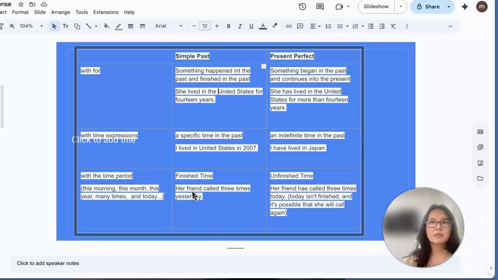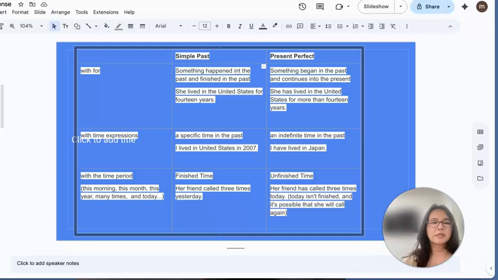Like right now is 3 o'clock in the afternoon, so I can also use simple past with the time expression "in the morning," right? Because the morning time period finished in the past. Her friend called 3 times in the morning, right? With unfinished time, like today, this year, this month, we can use present perfect tense. Her friend has called 3 times today. Today isn't finished, and it's possible that she will call again.